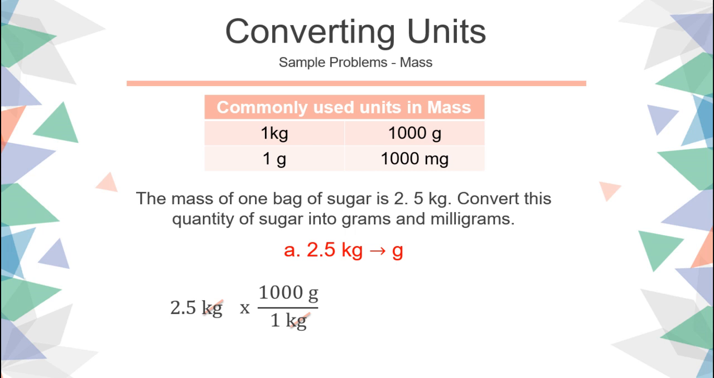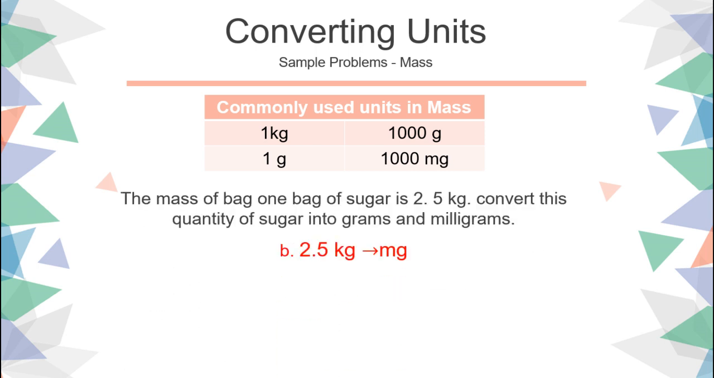And then divide its answer by 1. So, our answer here is equal to 2,500 grams. So that is our answer. Our desired conversion is from kilogram to grams, and now we have 2,500 grams. Next, milligrams. So letter B, we need to convert 2.5 kilograms to milligrams.